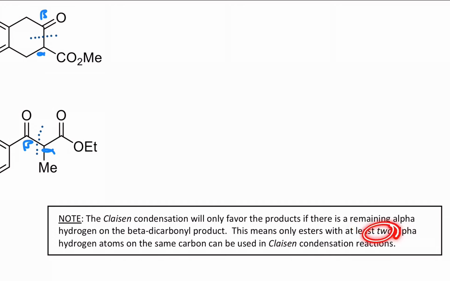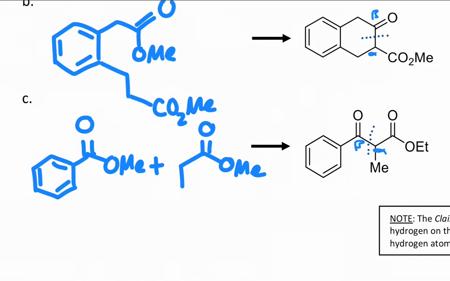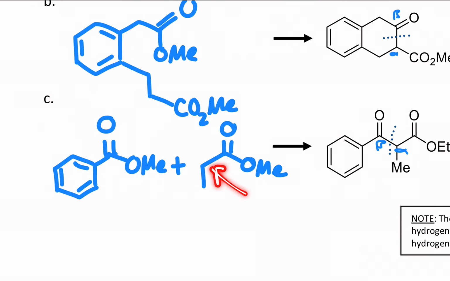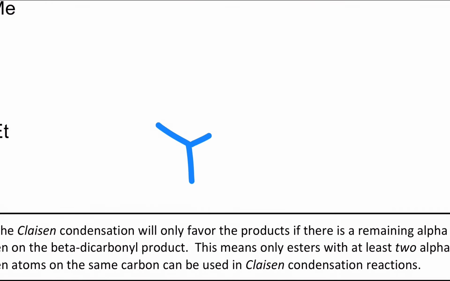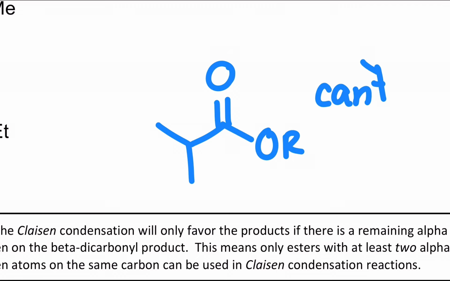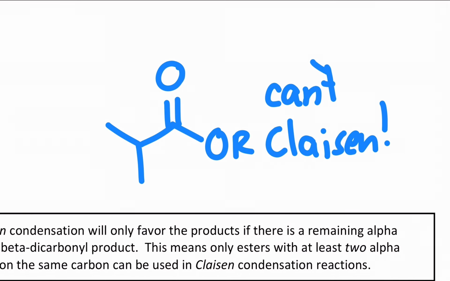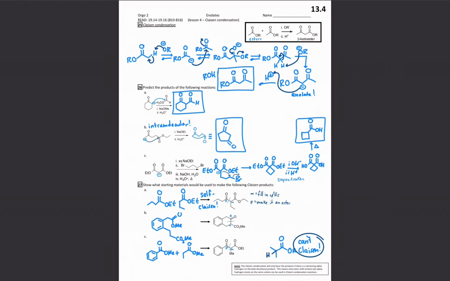So only esters with at least 2 will actually form a Claisen condensation product, because one of those alpha hydrogens has to become the new bond with the other carbonyl, and then the other one will become the enolate in the end. So you're never going to see a Claisen on a molecule that looks like this. Can't Claisen. Because there's only one alpha hydrogen to begin with, and we need at least two in order for this to work. Okay, so that's how the Claisen condensation works.